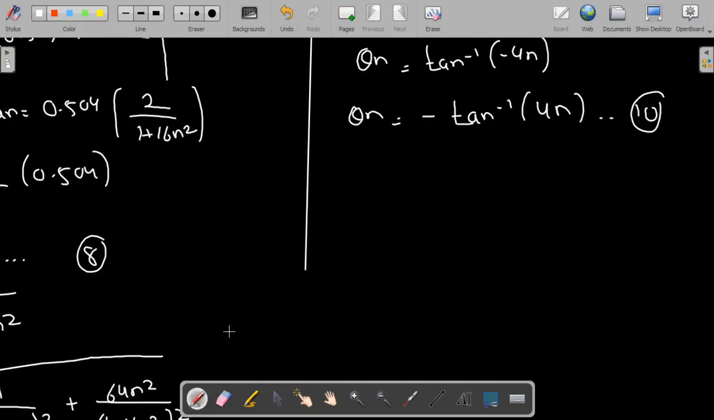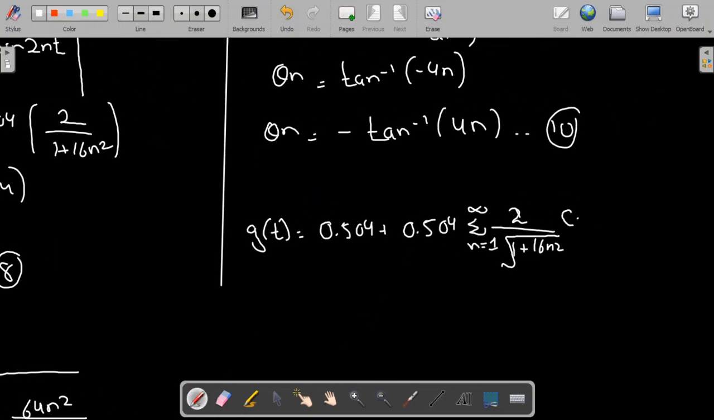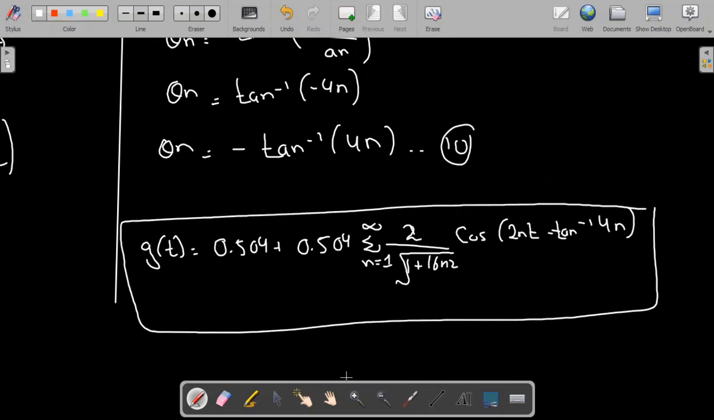Now we need to just substitute in the compact trigonometric series, and we are going to find out the compact trigonometric representation. So g of t is equal to c naught, and c naught is 0.504, and then we have the cn, which is 0.504 times the summation from n is equal to 1 up to infinity of the square root of 2 divided by 1 plus 16n square, into cosine of 2nt minus tangent inverse of 4n. So this is the compact trigonometric series representation of e power minus t by 2. Thank you.